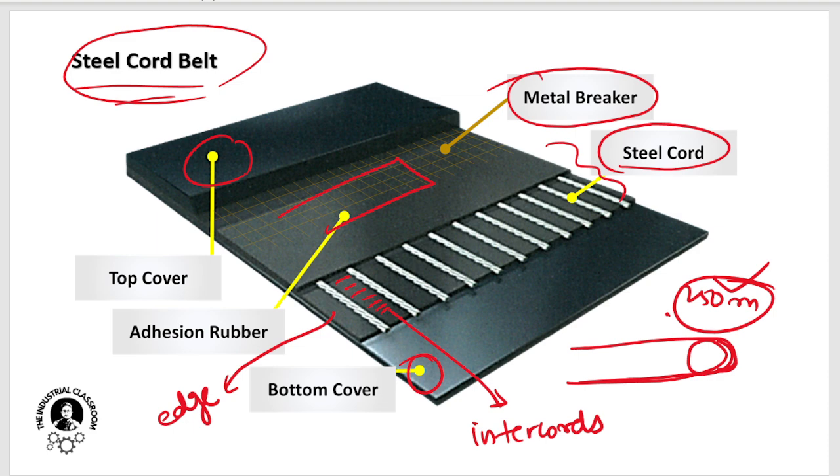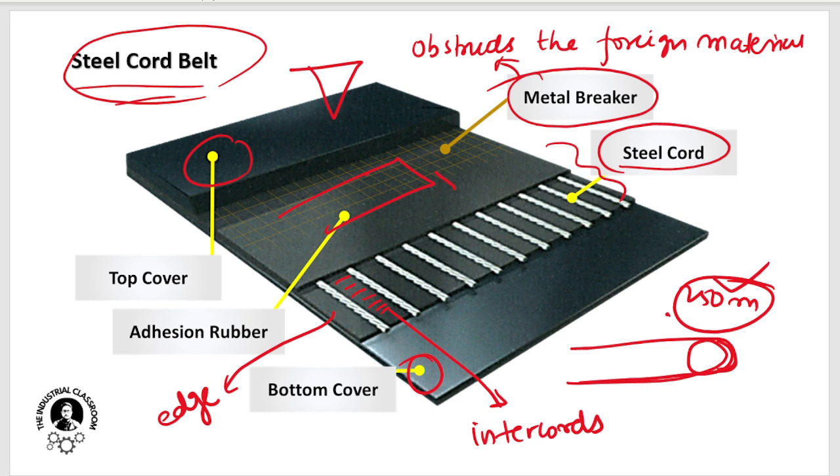What does this metal breaker do? It provides an obstruction, so it obstructs foreign material. For example, steel cord belts are generally used for conveying huge tonnage of material, so a sharp material comes here. This metal breaker will act as a first layer of protection. What will happen if it is not present? Then maybe this sharp material will directly get inside the steel cord and create a through cut in this belt. So the metal breaker acts as a first layer of protection.